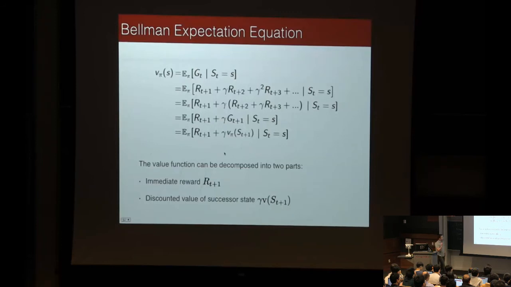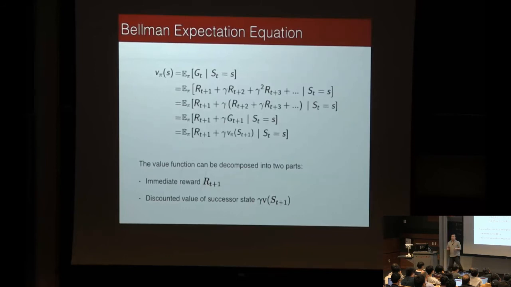So this expression, and again, you should look at the book, chapters 3 and 4, I believe, that go through the definitions of these equations. The value function can be decomposed into two parts, and it's actually very intuitive. It underlies a lot of different RL algorithms. You have an immediate reward, plus the discounted value of the successor state that you end up in.